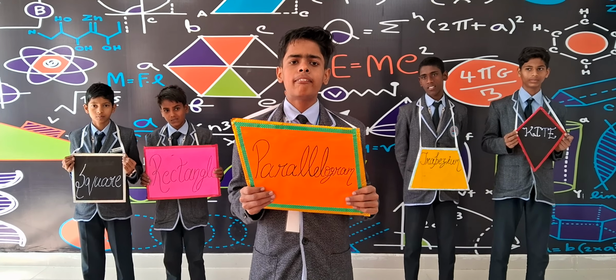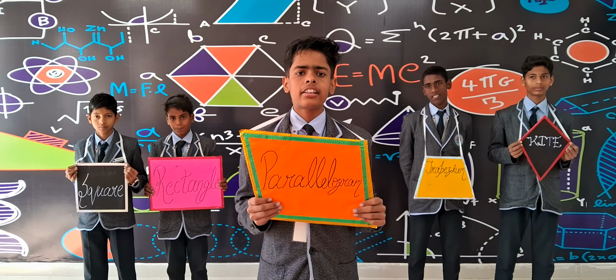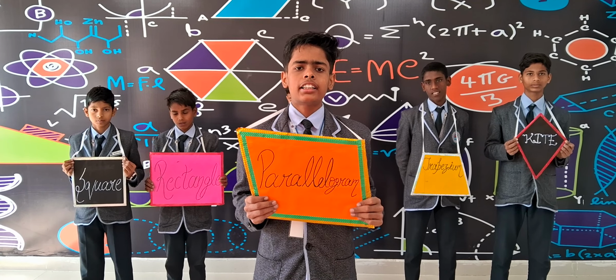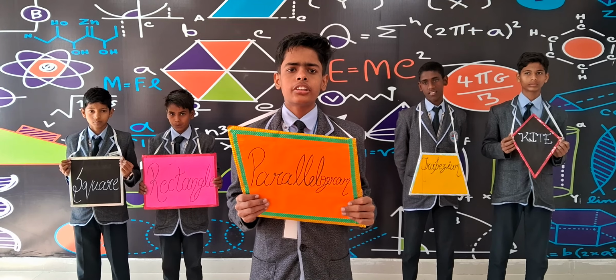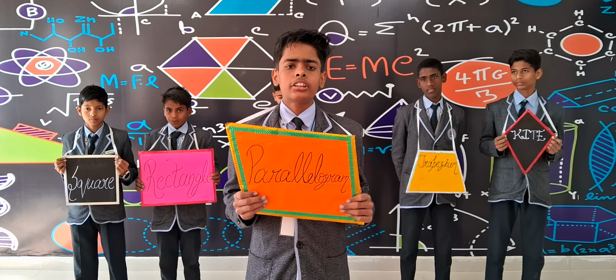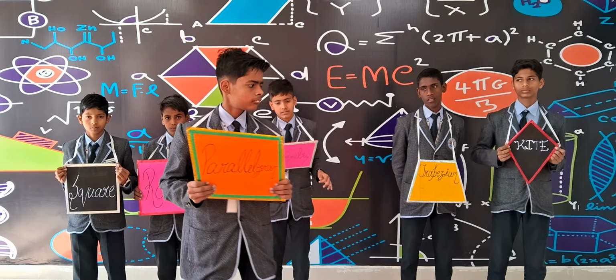I have a parallelogram. My opposite sides are equal and parallel. My opposite angles are equal. My adjacent angles are supplementary. My area is base into height. My perimeter is 2L plus B.